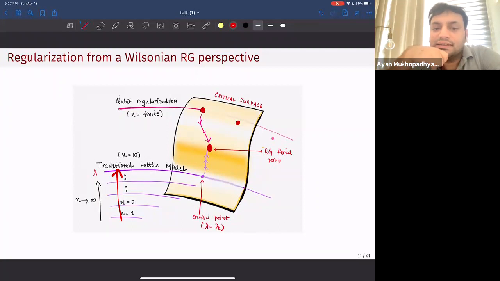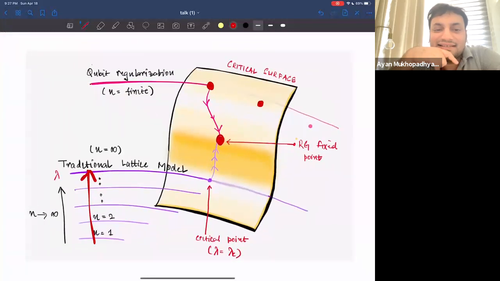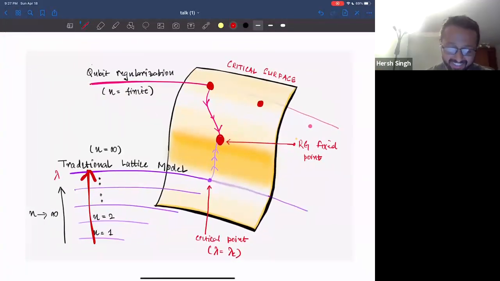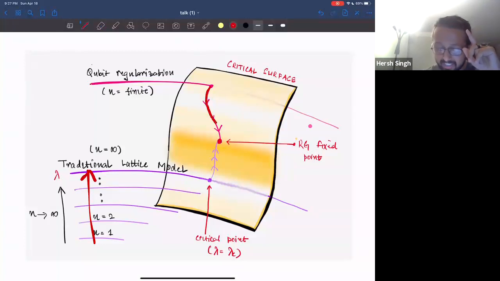Sorry, I'm a little bit lost here. There's a lot happening in this picture. I should maybe try to simplify it. There are two things you could do. One is you could sit exactly at the critical surface. There are also two kinds of lines here. One kind is the lines with arrows on them, and the lines with arrows on them are RG flows.